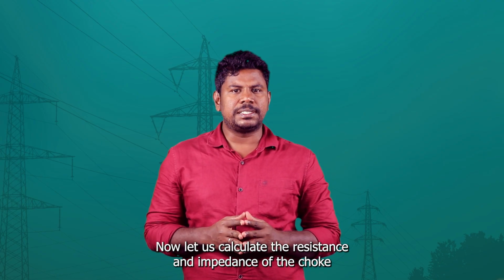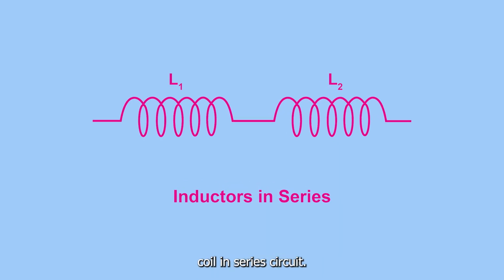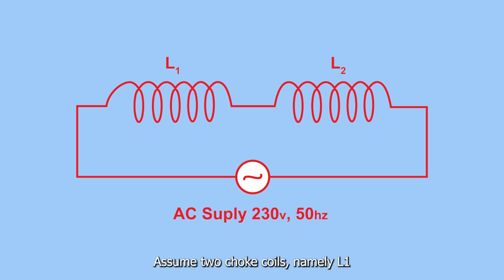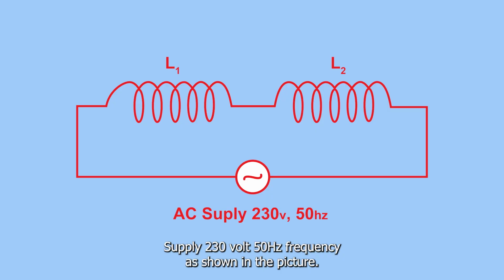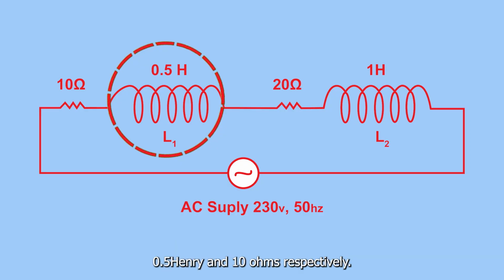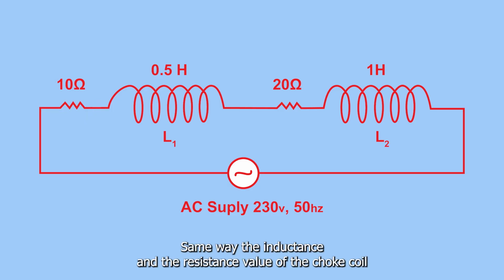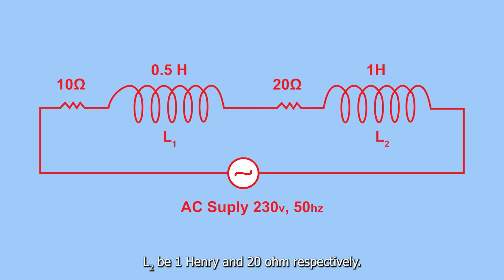Now, let us calculate the resistance and impedance of the choke coil in a series circuit. Assume two choke coils, namely L1 and L2, are connected in series with an AC supply of 230 volt, 50 Hz frequency, as shown in the picture. Let the inductance and the resistance value of the choke coil L1 be 0.5 Henry and 10 ohm respectively. In the same way, the inductance and the resistance value of the choke coil L2 be 1 Henry and 20 ohm respectively.